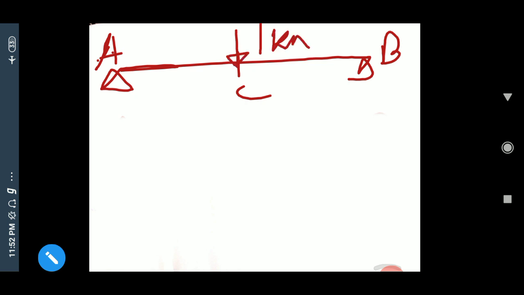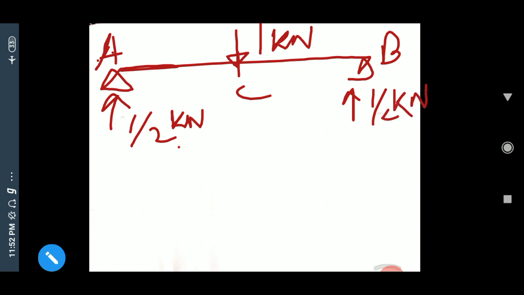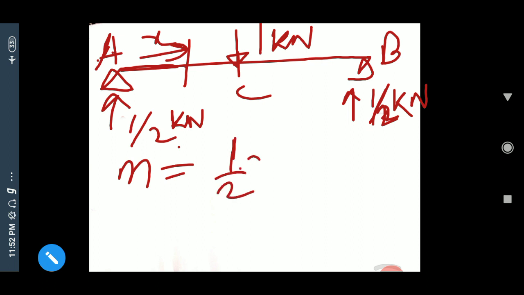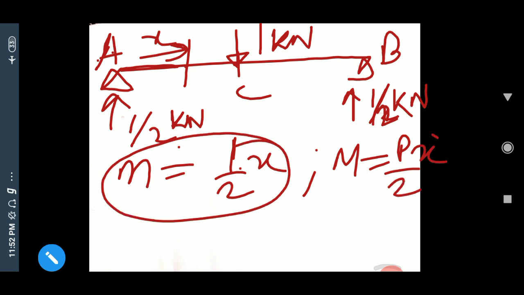This is 1 kilonewton load. So due to this 1 kilonewton load, 1 by 2 kilonewton of reaction will be generated here, and 1 by 2 kilonewton of reaction will be generated here. Now we will find small m. Small m is actually the moment at any point x. So what is the moment at any point x? Here it will be 1 by 2 into x. So we have derived the value of capital M as P by 2 into x, and this is the value of small m, it is 1 by 2 into x.